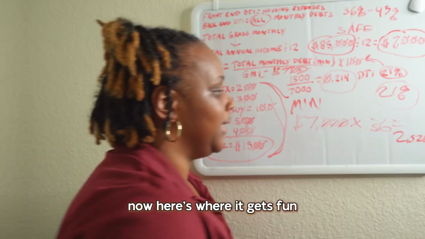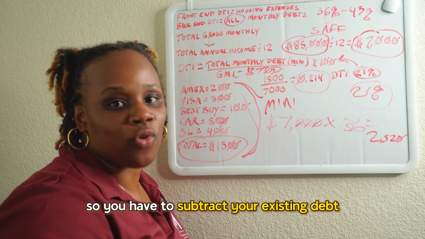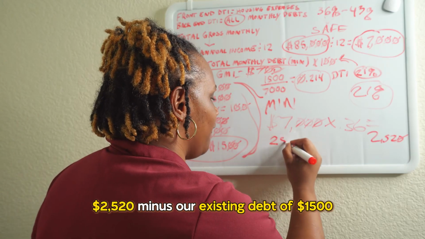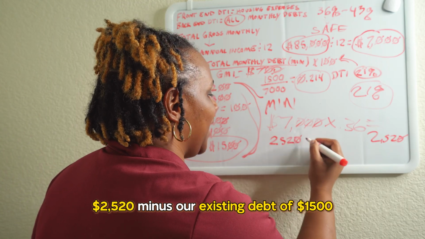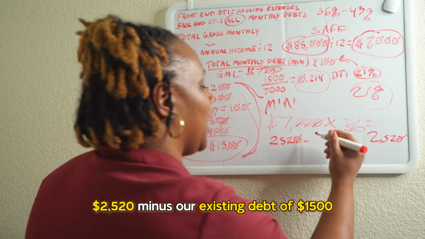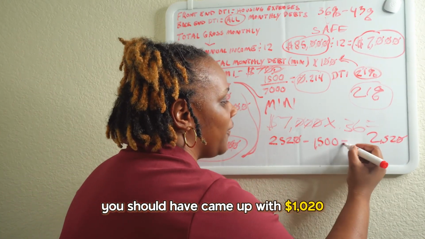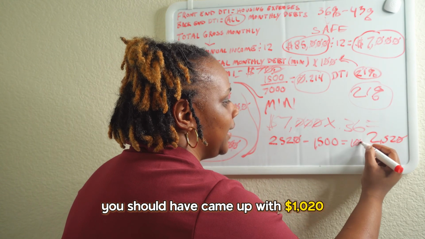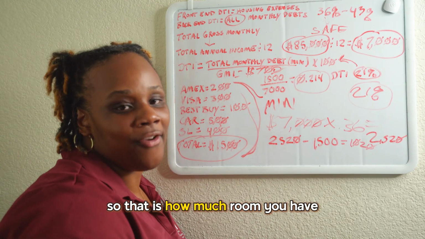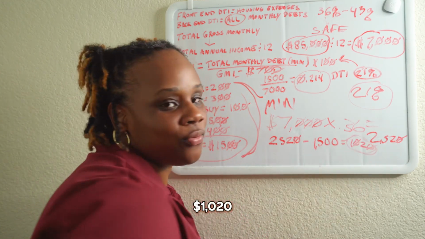All right. Now, here's where it gets fun. So you have to subtract your existing debt, $2,520 minus our existing debt of $1,500. What do you get? You should have come up with $1,020. So that is how much room you have for a monthly mortgage payment, $1,020.